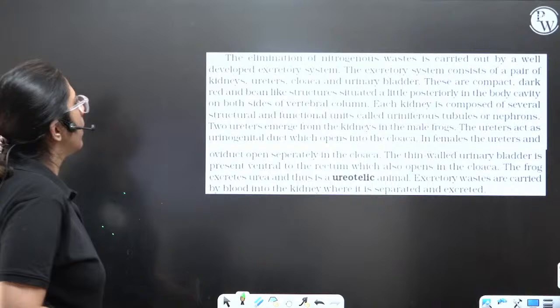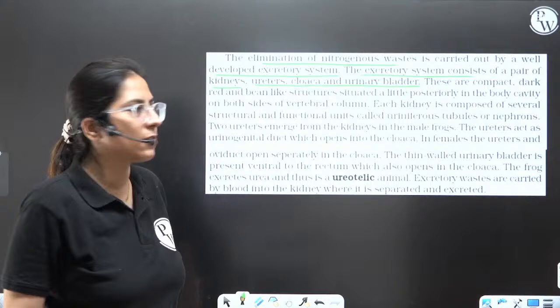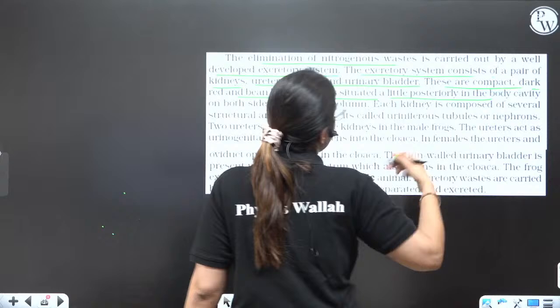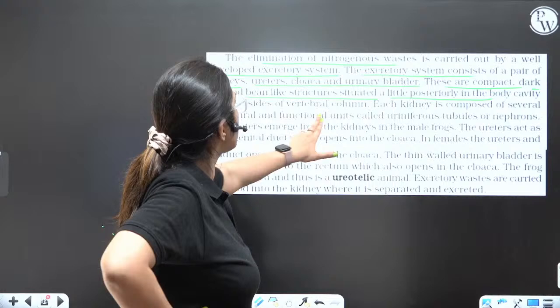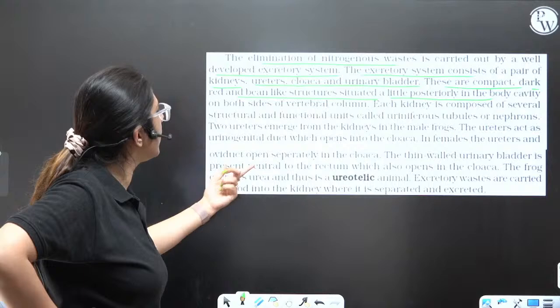Elimination of nitrogenous waste is carried out by a well-developed excretory system. The excretory system consists of a pair of kidneys, ureter, cloaca and urinary bladder. The kidneys are compact, dark red, bean-shaped structures situated a little posterior in the body cavity on both sides of the vertebral column. Each kidney is composed of several structural and functional units, uriniferous tubules or nephrons. Two ureters emerge from the kidney in male frog. Ureter acts as a urinogenital duct when it opens into the cloaca. In female, the ureter and oviduct open separately into the cloaca. In female, we cannot call the ureter a urinogenital duct.